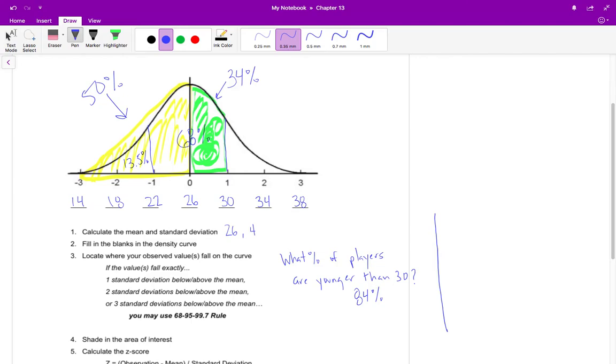Let's say I wanted to use z-scores. All right, z-scores is something totally different. And to explain this, I'm going to start from scratch and actually erase everything in here.